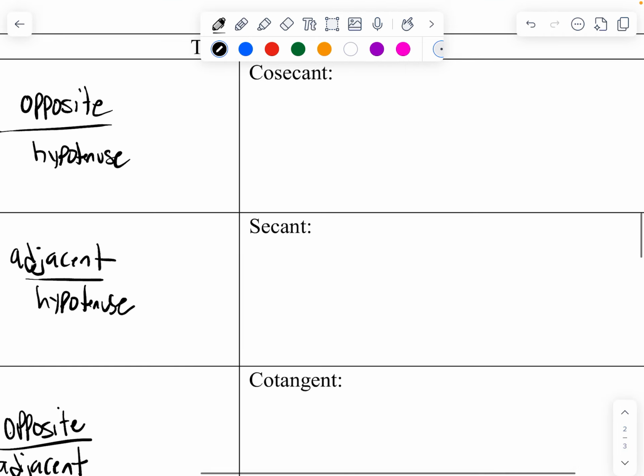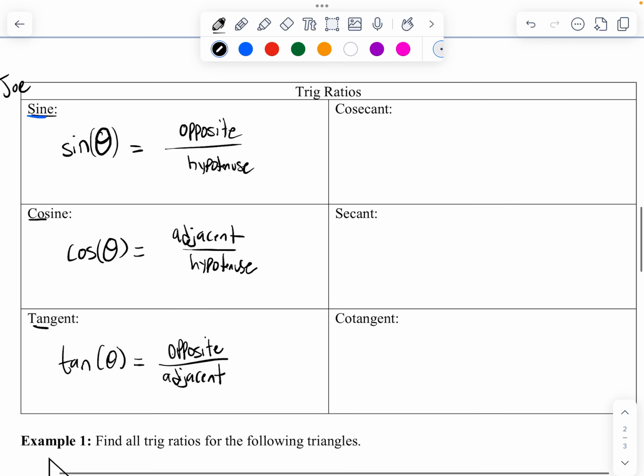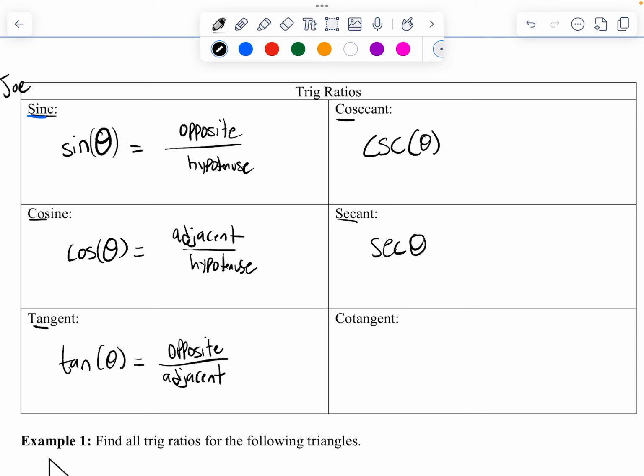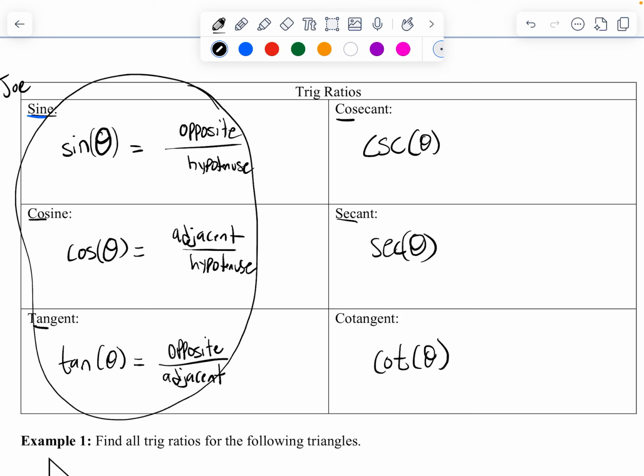Okay, and those are your main three. Now cosecant, C-O-S was already taken, so we changed the abbreviation a little bit and make that C-S-C, right, secant is the first three letters, cotangent, first three letters. All right. Now, these are your main three functions right here.